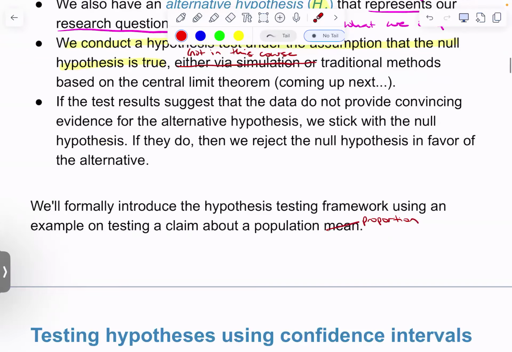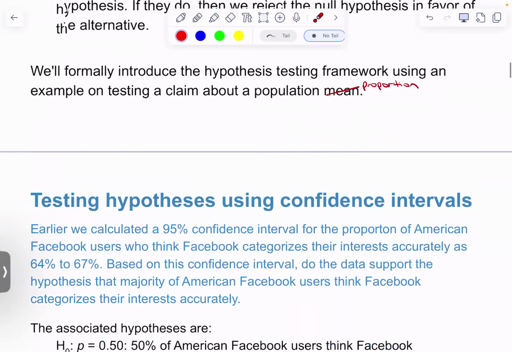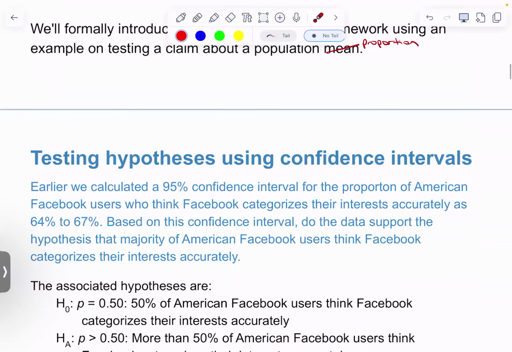very ill-timed typo here, but we'll formally introduce the hypothesis testing framework using an example on testing a claim about a population proportion. One of the ways that we can test the hypothesis is using a confidence interval. That's nice because we already spent some time and we're kind of familiar with confidence intervals now, or at least we've seen one or two.